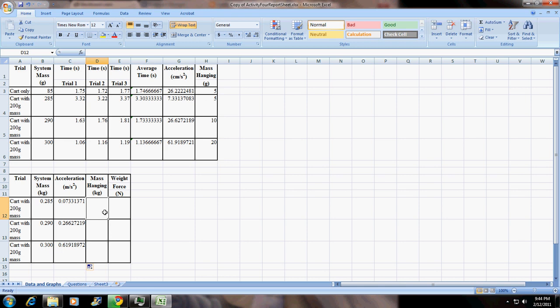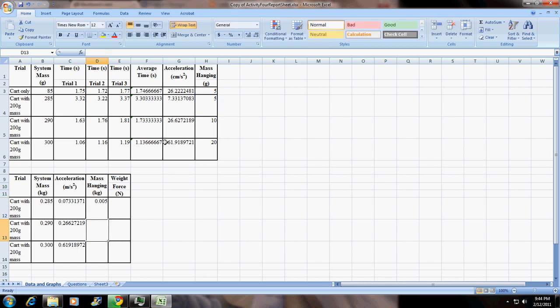Next, I have to convert the hanging mass, the mass hanging, to kilograms. Again, to do that, I divide by 1,000. So I do an equal sign. I click on the first one that I have, okay, and I divide it by 1,000.